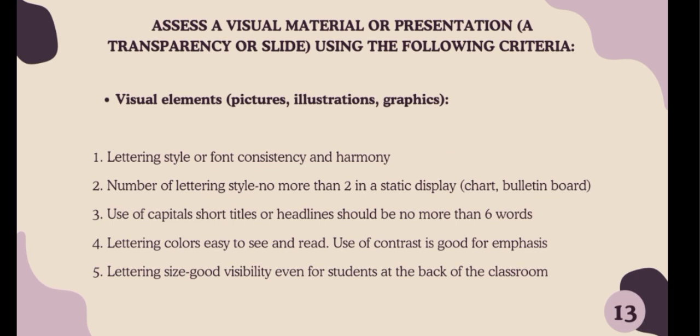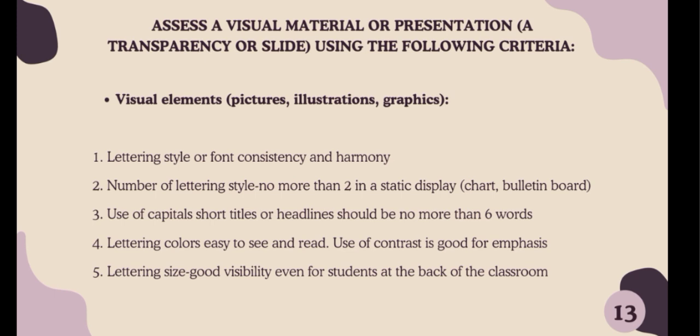So assess a visual material or presentation, a transparency or slide using the following criteria. So visual elements like pictures, illustrations, and graphics. So first, lettering style or font consistency and harmony. So you need to be consistent of the fonts and no more than two different styles. Next, number of lettering style, no more than two in a static display, like chart, bulletin board. Use of capital short titles or headlines should be no more than 6 words.